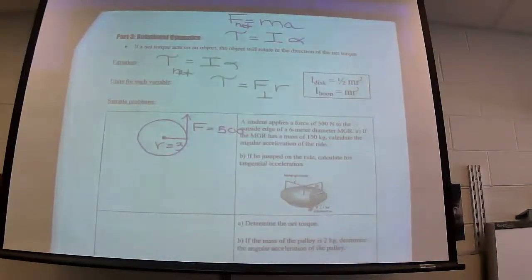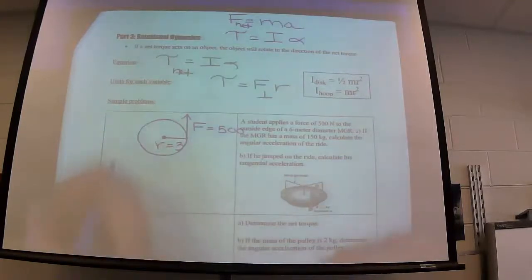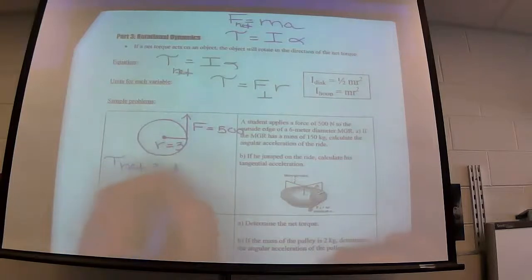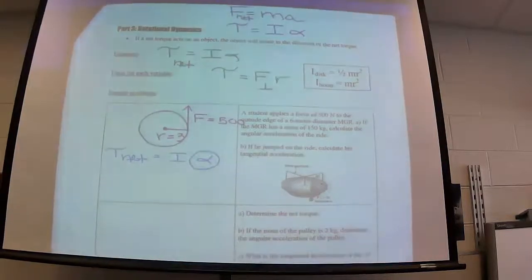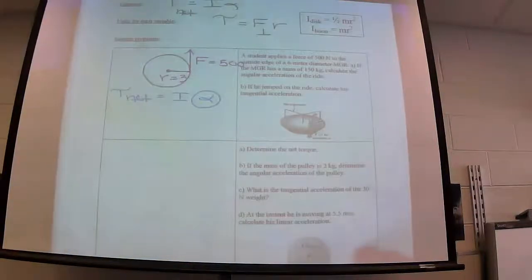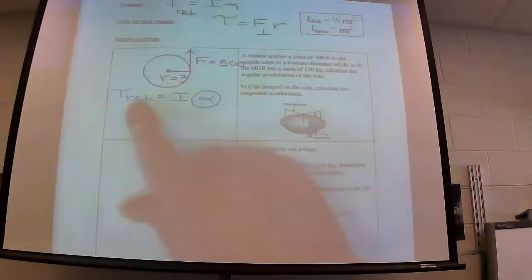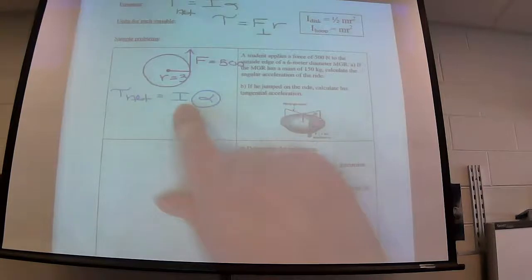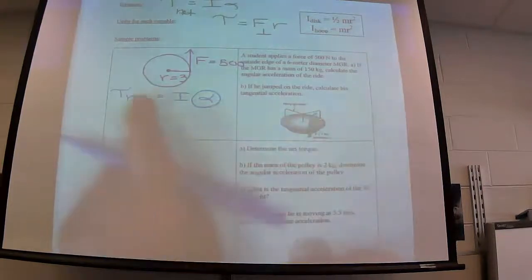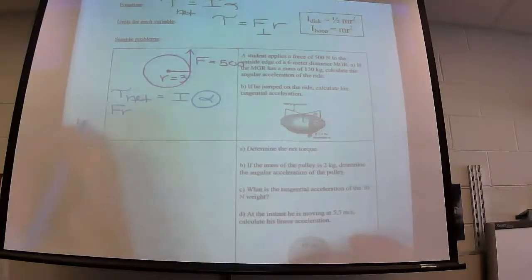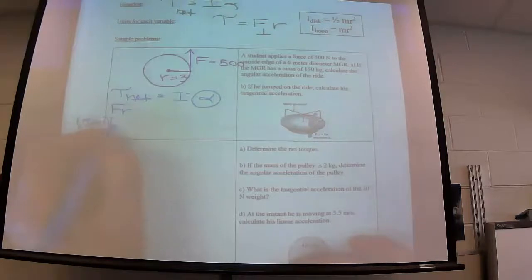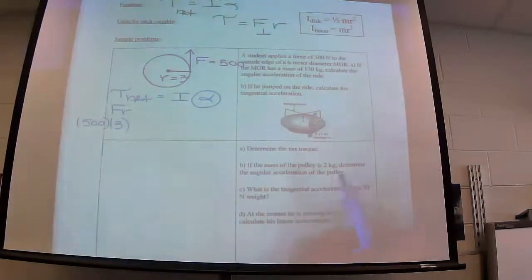So I'm going to write down my new equation, which is T net equals I alpha. And I'm looking for alpha. So in order to get alpha, I'm going to have to find T net, and I'm going to have to find I, and then I can find alpha. All right, how do I get T net? Well, it's an F R. So that's going to be 500 times 3. So F L now becomes F R.